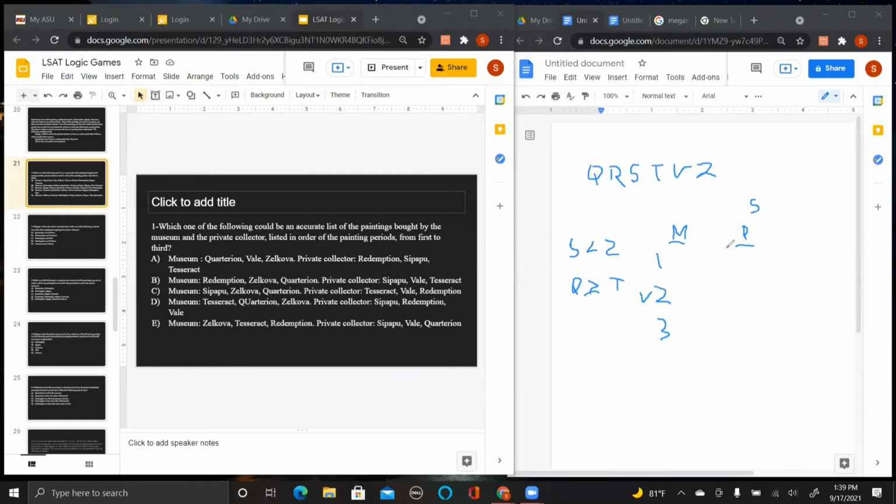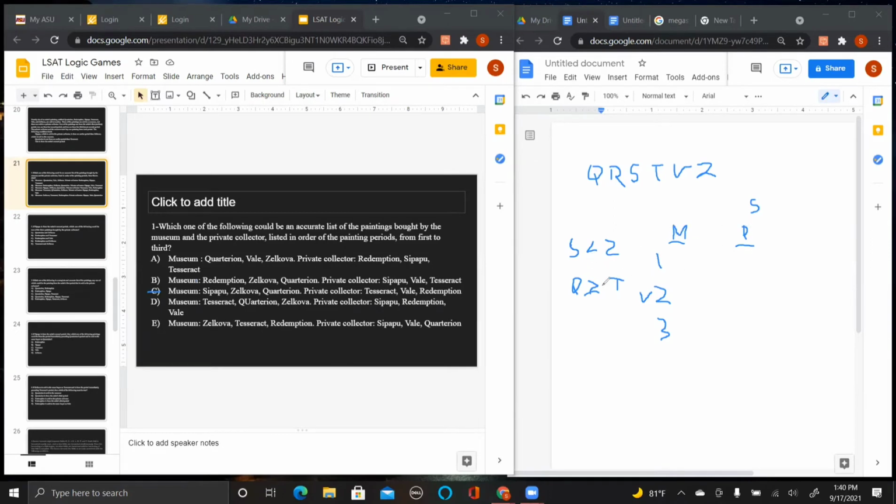Rule number 1. Okay, S is sold to private collector, and it's earlier than Z. Do any of these have S going to the museum? Aha, yep, C does. Okay, and then it has to be earlier than Zelkova. So does anything have S in the third position? Not that I see. Okay, we'll check that one again if we need to.